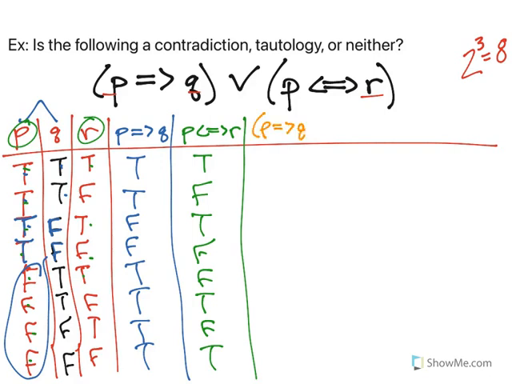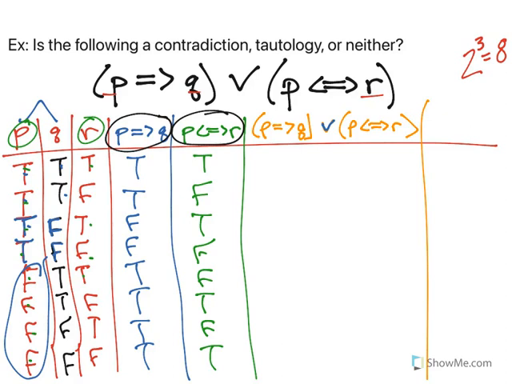Now that we have those done, we can put the entire piece together: my conditional, if P, then Q, or my biconditional, P if and only if R. Remember, we are dealing with a disjunction, the or statement. Only one has to be true. So as I'm dealing with these two columns, as long as one of them is true, then the disjunction is true. True, true, the disjunction is true. True, false, false, true, false, false. Ooh, there's a false. True, false, true, true, true, false, true, true. So only one way for this to be false.